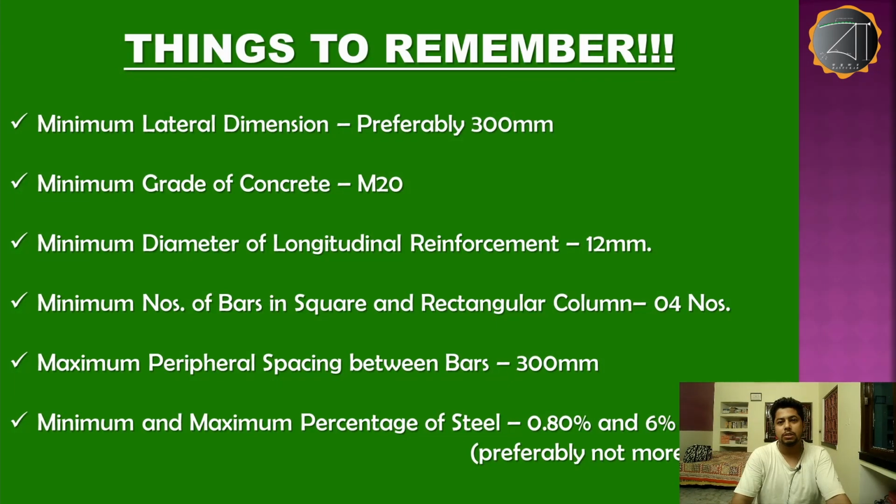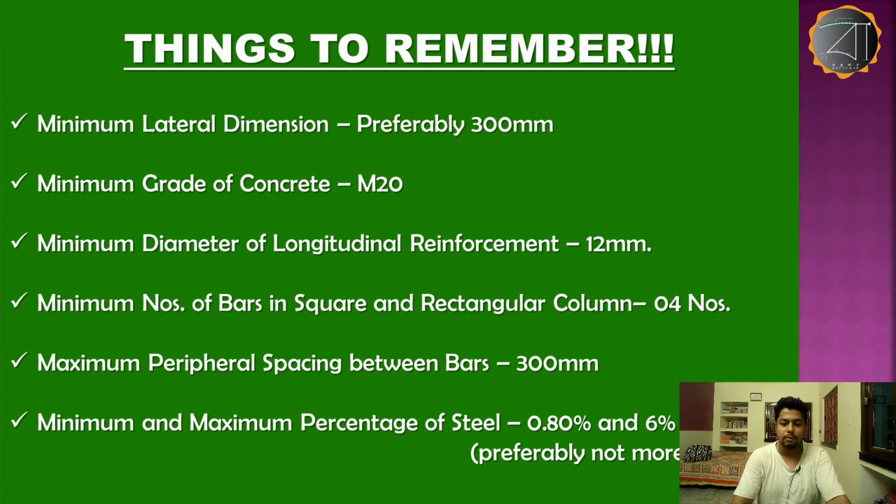There are a few things which are to be remembered, like minimum lateral dimension. It shall preferably be 300 mm. Minimum grade of concrete shall be M20. Minimum diameter of the longitudinal reinforcement is 12 mm. Minimum number of bars in square and rectangular column is 4. Maximum peripheral spacing between the bars is 300 mm.